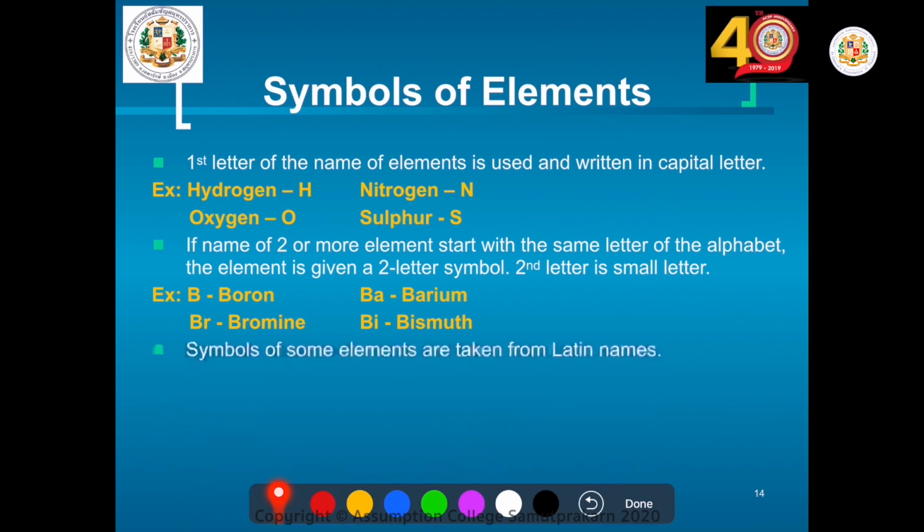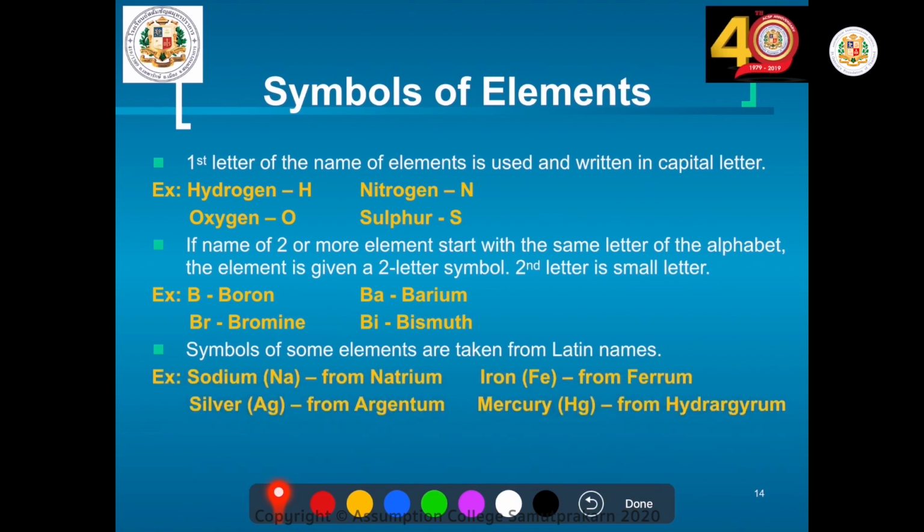Now the third one is symbols of some elements are taken from their Latin names. So when we say Latin names, these are their very old names because some of them have been discovered earlier before. Okay? Now for example, we have sodium. Sodium symbol is Na. That's because its Latin name is natrium.